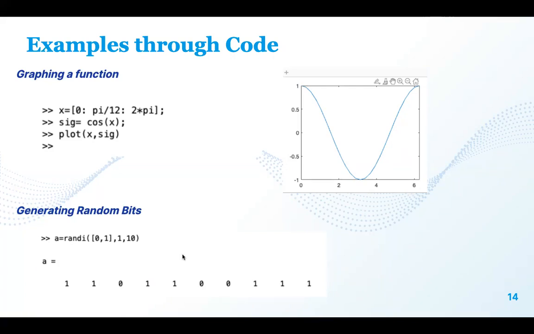And we're also able to generate a random bit stream, which is a bit more implicative of the communication that we're going to do. And these are just 10 random binary bits from 0 or 1.